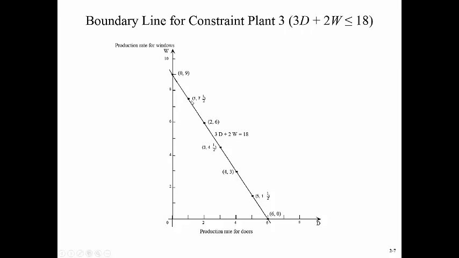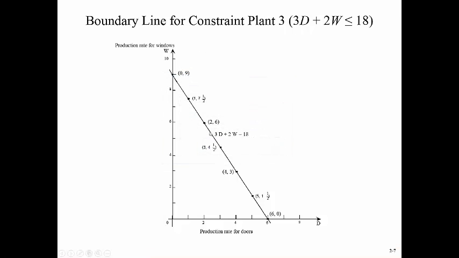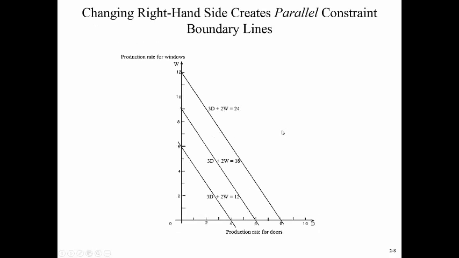Now, between those 2 points, the 6, 0 and the 0, 9, you've got basically this line which represents a boundary. And if you check any of the points along this boundary, you'll see that the solutions fully use the 18 hours available at plant 3. So this now represents our third constraint on the model. And basically it says the following: anything within this triangle would be feasible with respect to plant 3. Anything beyond that line would be infeasible for plant 3. In other words, it would run out of hours on plant 3.